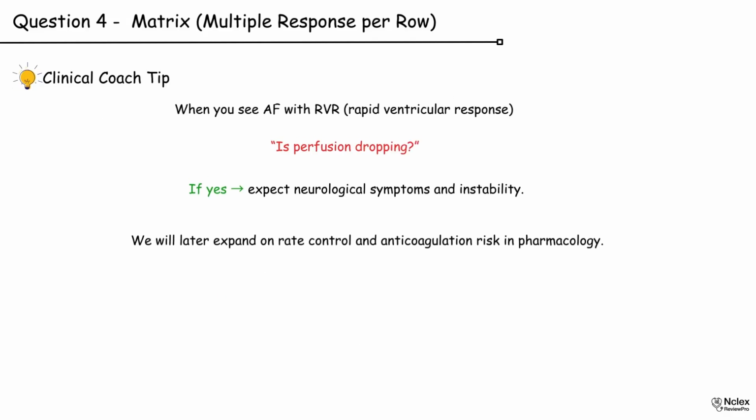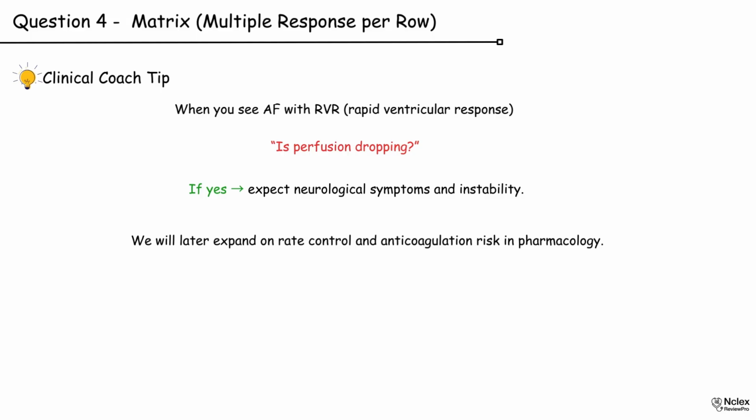Now here's the clinical coaching point. When you encounter a rhythm question with a rapid ventricular response, immediately ask yourself one question. Is perfusion dropping? If cardiac output is compromised, expect symptoms affecting the brain first, such as dizziness or syncope. Expect instability rather than elevated blood pressure. The exam wants you to link rhythm to hemodynamic effect. That connection separates memorization from clinical reasoning. That is how NCLEX expects you to approach uncontrolled atrial fibrillation.